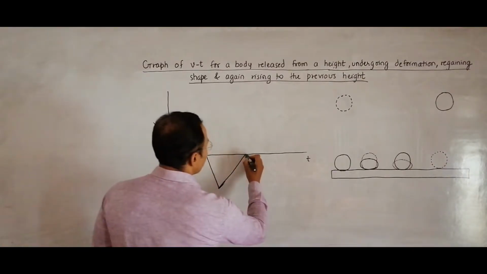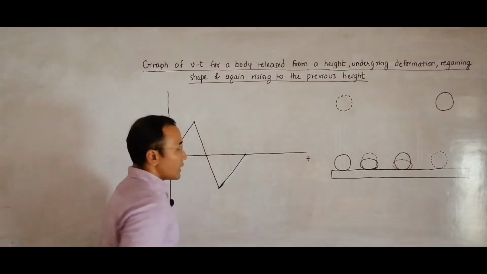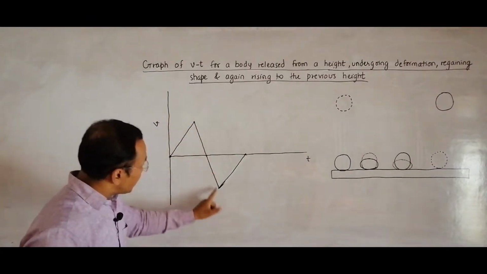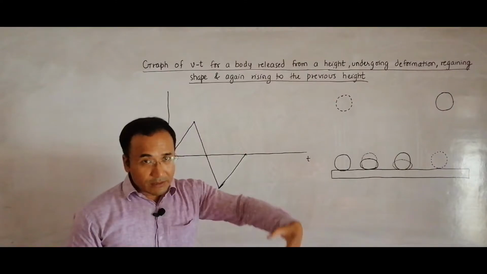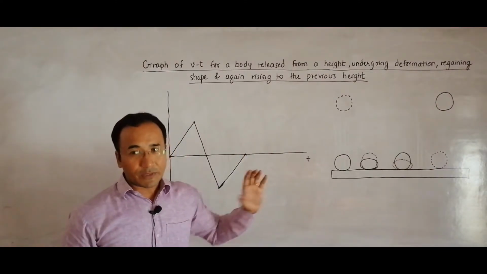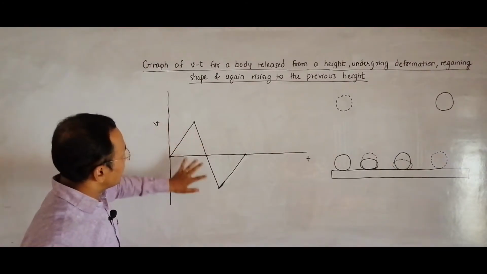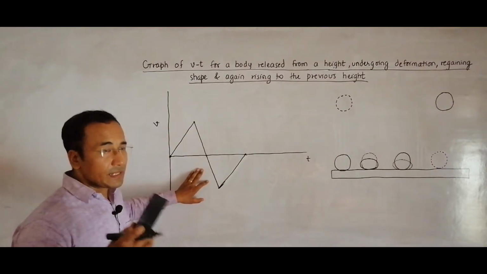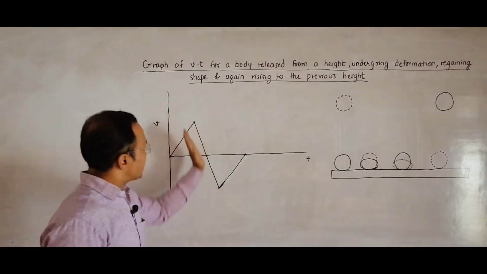So when it reaches here, the velocity is 0, which means this. Now what we have is, this slope is the same as this slope, and this slope is the same as this slope, because since it is elastic, the body compresses and relaxes in the same manner with the same force. That's why this slope should be the same. Same slope means same acceleration. Same acceleration means the force is the same. So this should be the same as this, and this should be the same as this.